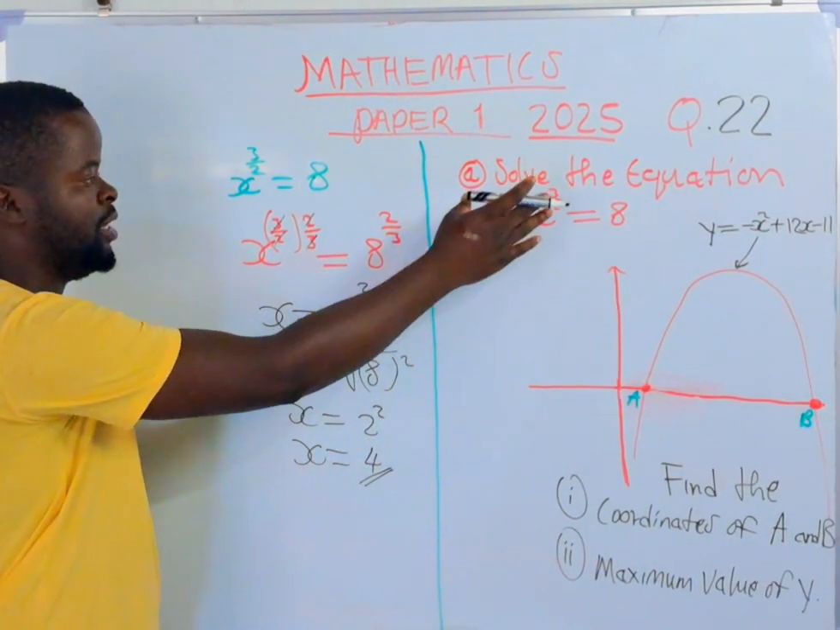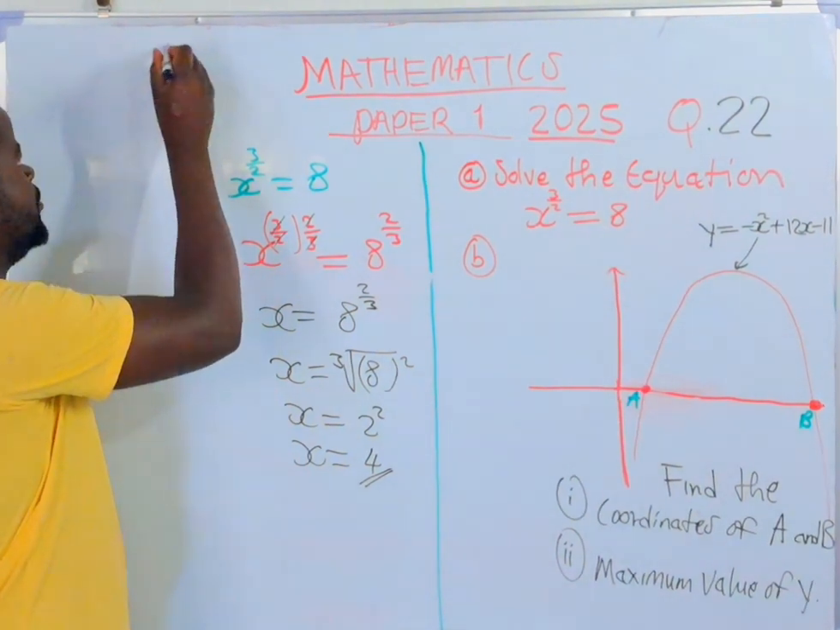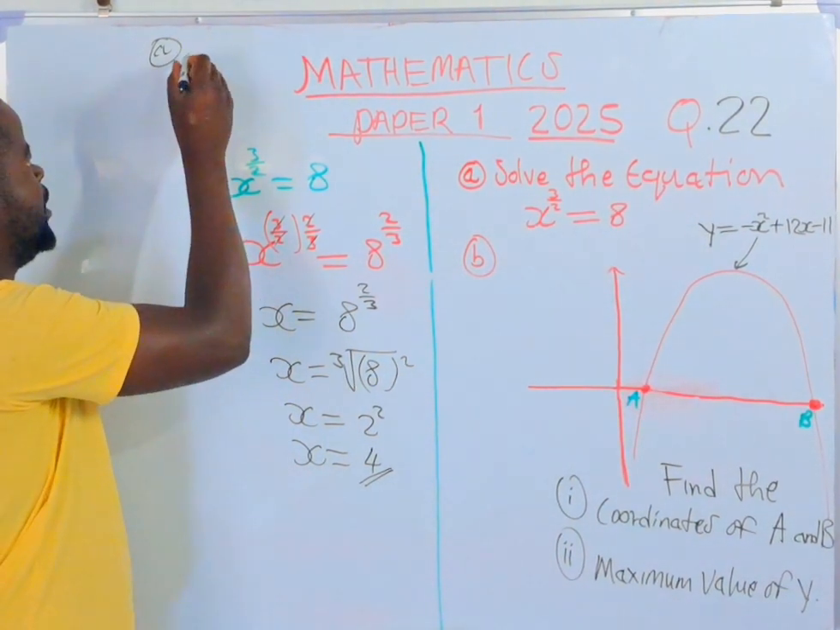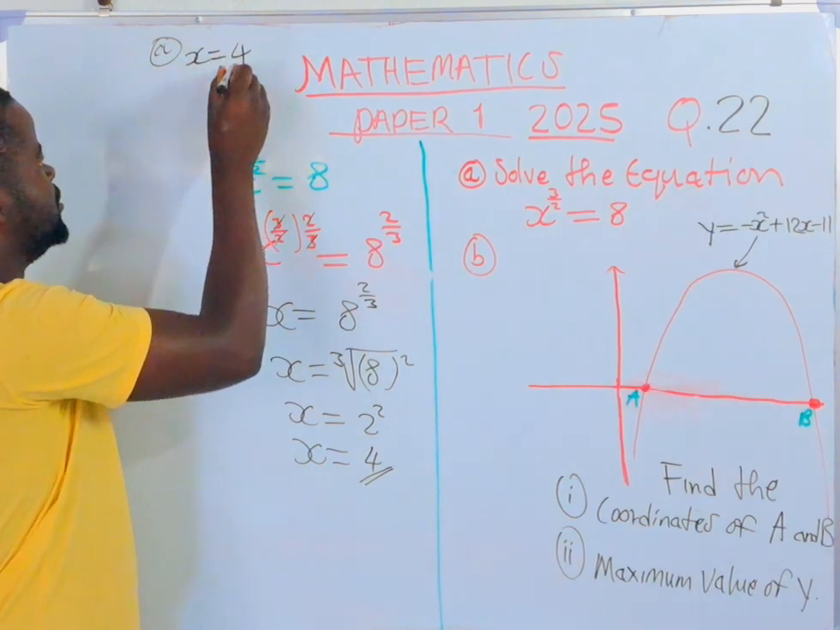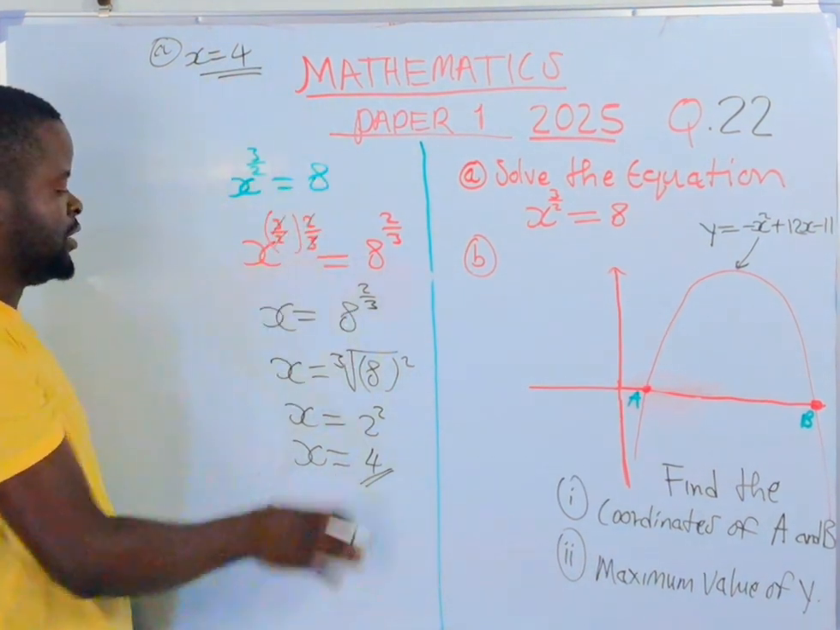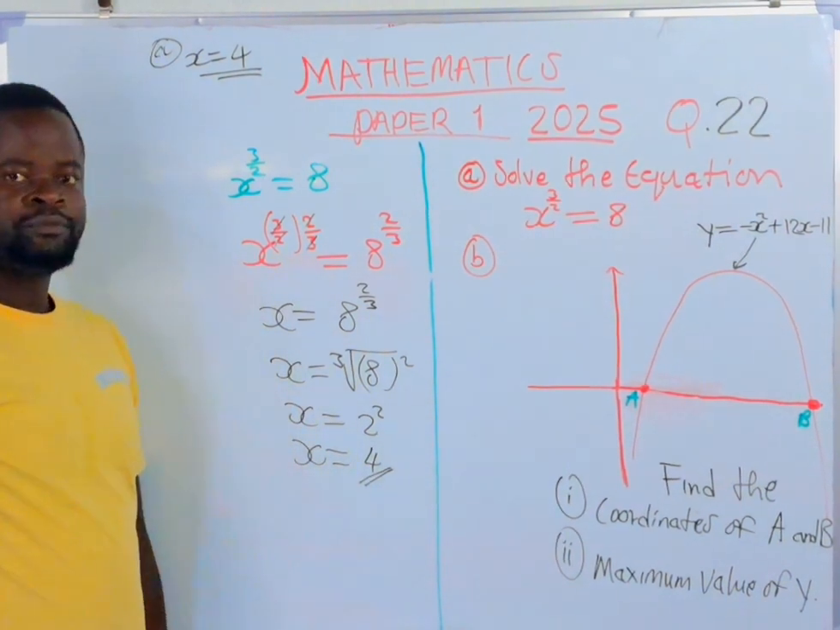So on this particular question, I can indicate on top here: solution for question A, x is equal to 4. And the procedures are just simple like this.